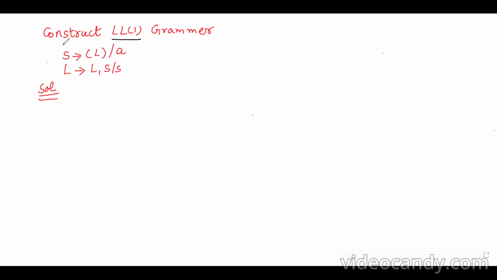Today we are going to discuss how to construct an LL1 grammar. The productions are S tends to open bracket L close bracket slash A, and L tends to L comma S slash S. So we are going to construct the LL1 grammar.